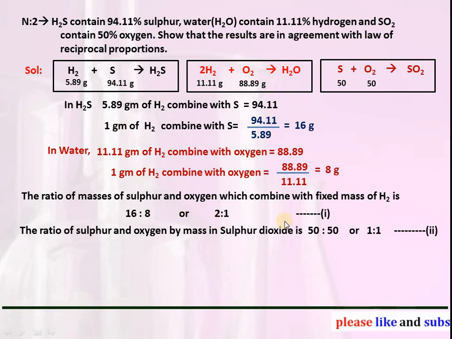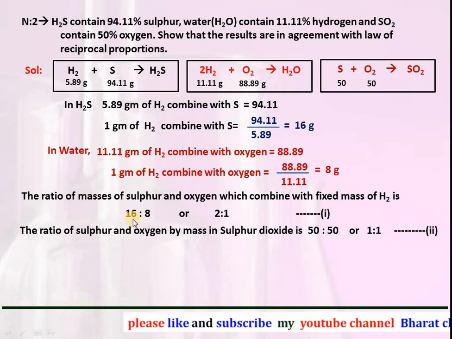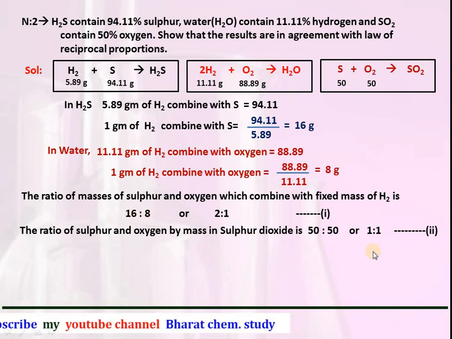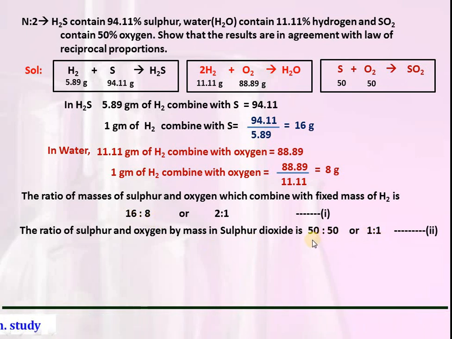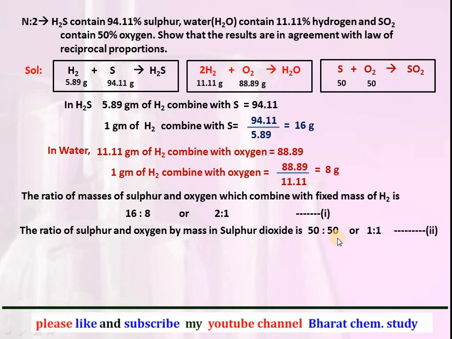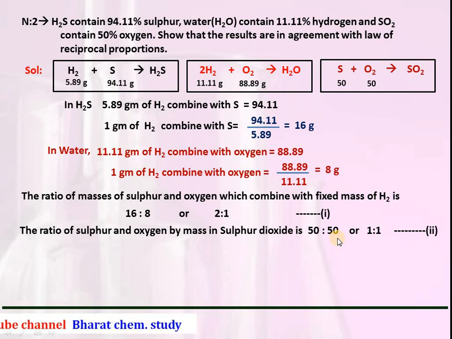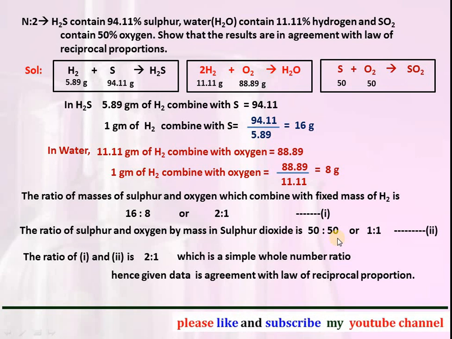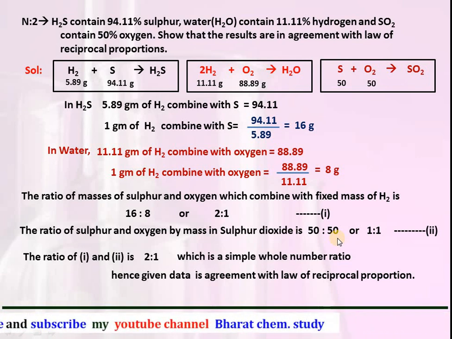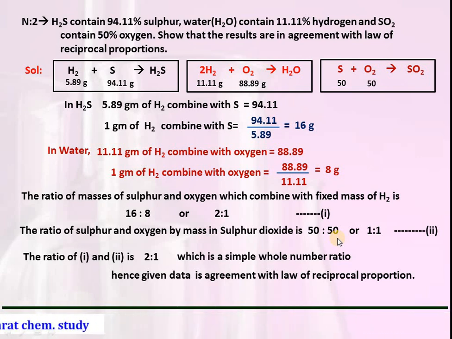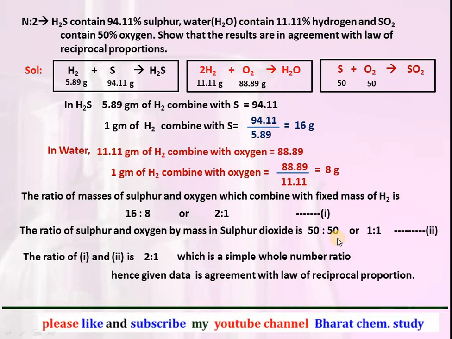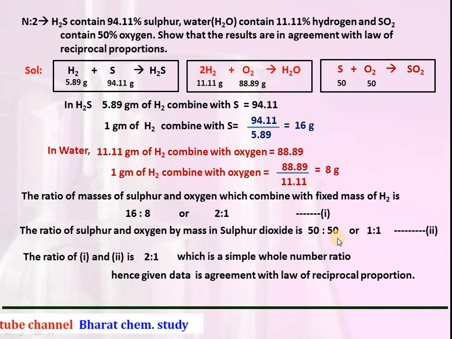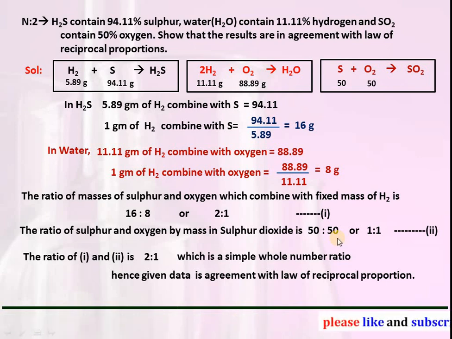Always remember, in the first ratio we have taken the value of sulfur first and then oxygen, and for the second ratio again we have to write the value of sulfur first and the value of oxygen later. So on dividing the first ratio by the second ratio, the common ratio comes to be 2:1, which is a simple whole number ratio. Hence we can see the given data is in agreement with the law of reciprocal proportion. Always remember that in most numericals, 95% of numericals, the law of chemical combination is always followed.